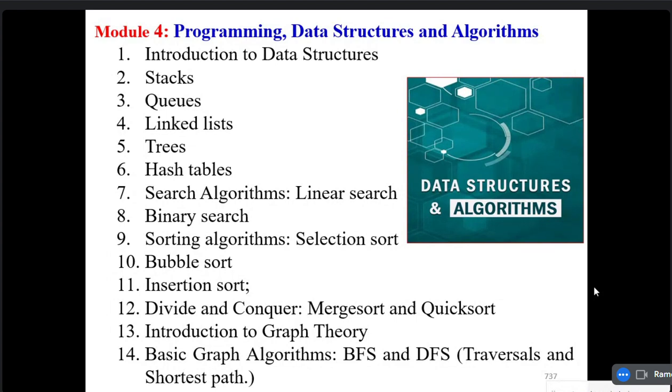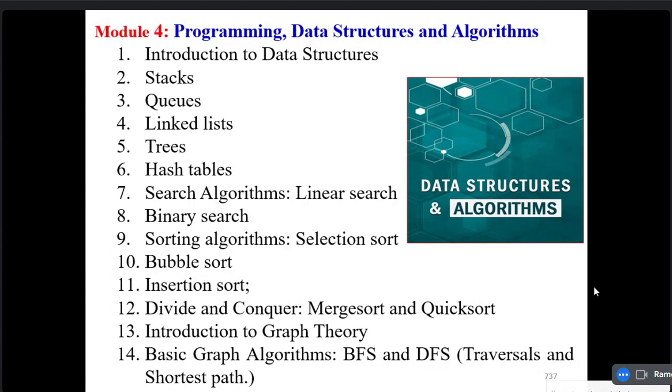A collection of nodes connected by links in both directions is called a doubly linked list. Next, a collection of nodes where the last node is connected to the first node is called a circular linked list. Are you understanding? Yes, sir.